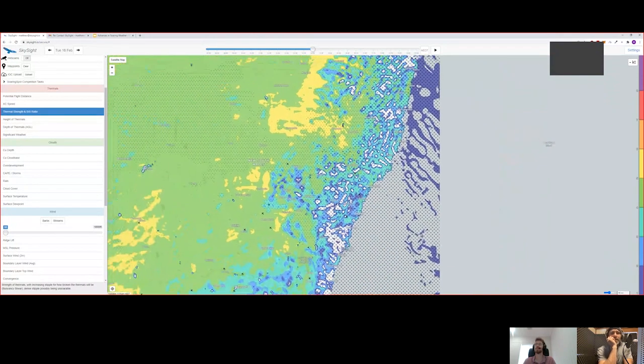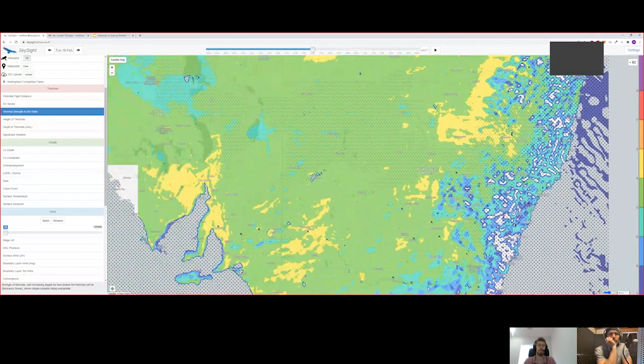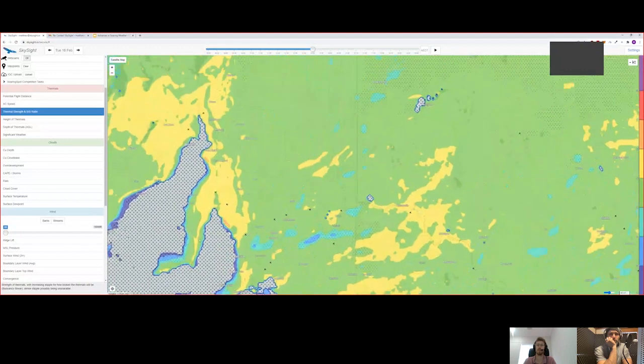So is yellow kind of the sweet spot? If you can get red or orange, that'd be even better. So we see a bit of orange down here. It's probably coming from a convergence line, which we can look at a bit later.